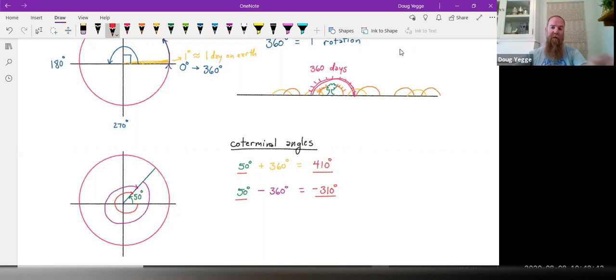So this is important because the information that we deal with in trigonometry is going to be very similar for coterminal angles. Now we could continue to take more and more rotations here.